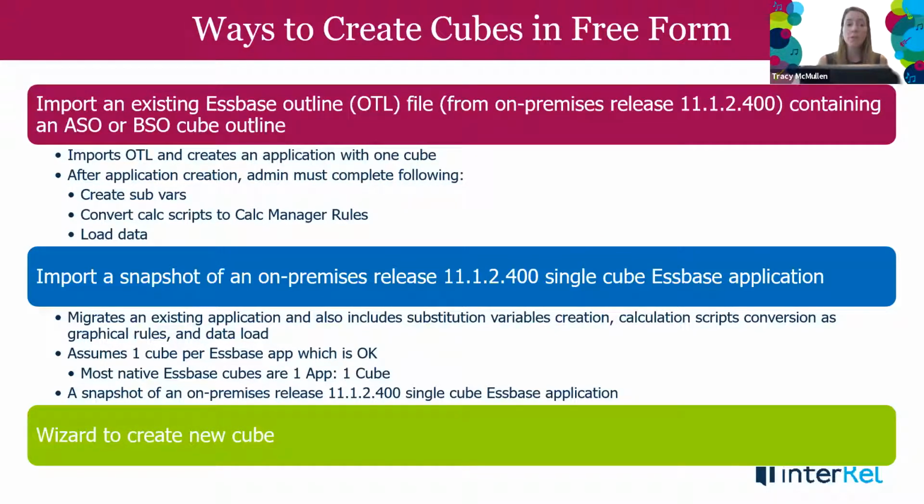So one, you can migrate just an outline file. So you can pull over the outline file and move it in, and it's going to bring in all of the dimensionality. If you use this option, then you would still need to create subvars. You'd still need to import your calc scripts into Calc Manager rules, and you need to load your data.